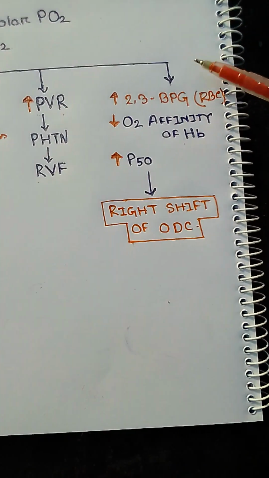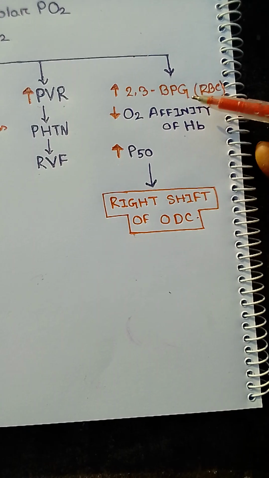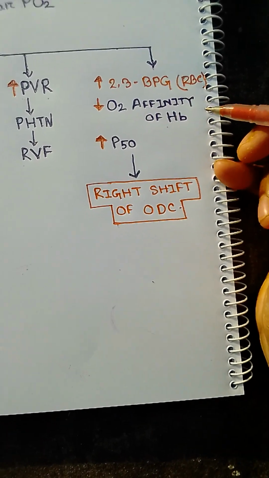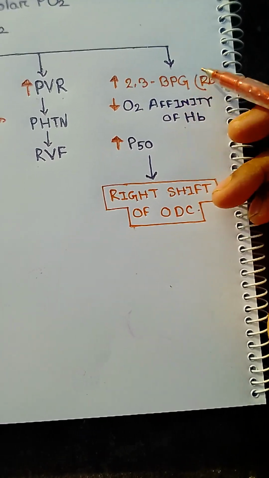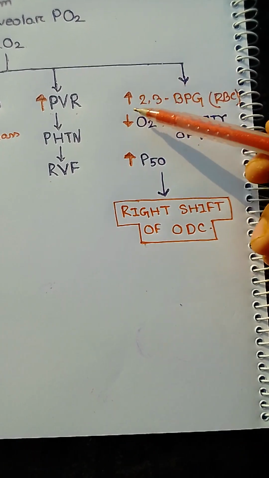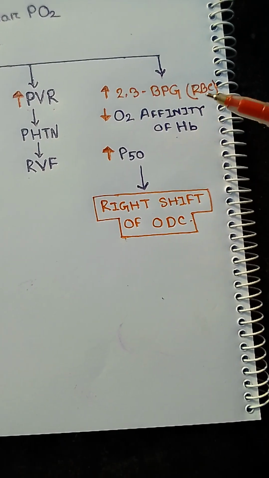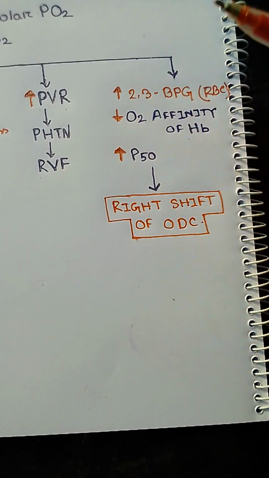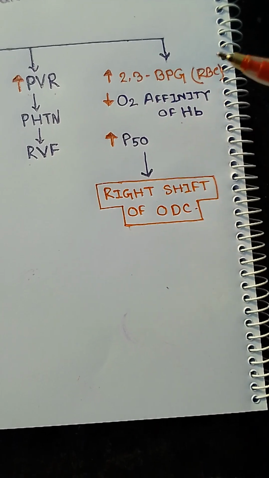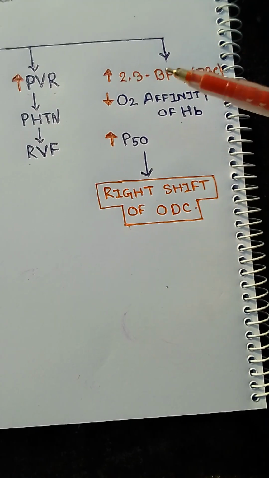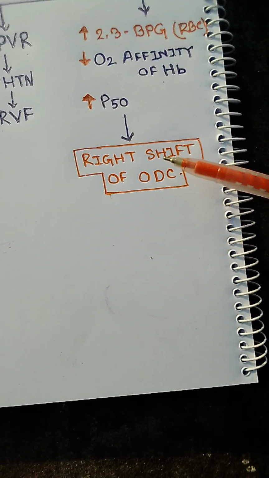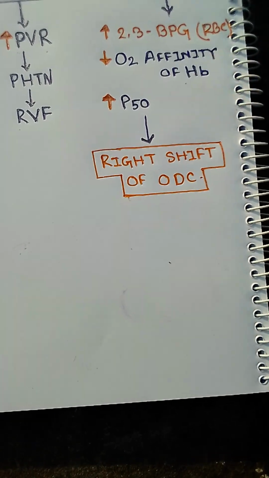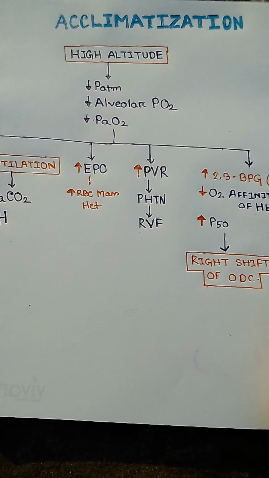And also in hypoxemia, the RBC will try to increase glycolysis. When glycolysis is increased, as a byproduct, 2,3-bisphosphoglycerate will also get increased, and 2,3-bisphosphoglycerate will bind with hemoglobin, and this will reduce the affinity of hemoglobin to oxygen. When the affinity of hemoglobin to oxygen decreases, it will shift the oxygen hemoglobin dissociation curve towards the right, and that is depicted as an increase in the P50 value of the oxygen hemoglobin dissociation curve, and this condition is called acclimatization.